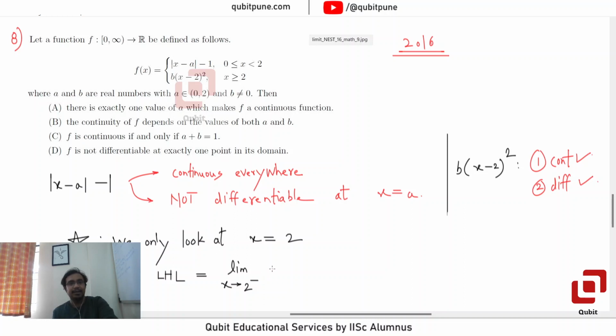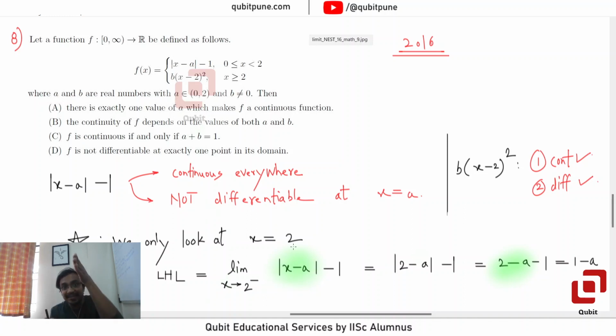Which definition will be applicable? Mod one will be applicable, right? So it's mod of 2 minus a minus 1, and because a is less than 2, 2 minus a will be positive, so that will be 1 minus a. Now please understand this step. Please understand why the limit of mod x minus a is 2 minus a. You may ask, a is also less than 2, x is also less than 2, how is that possible?